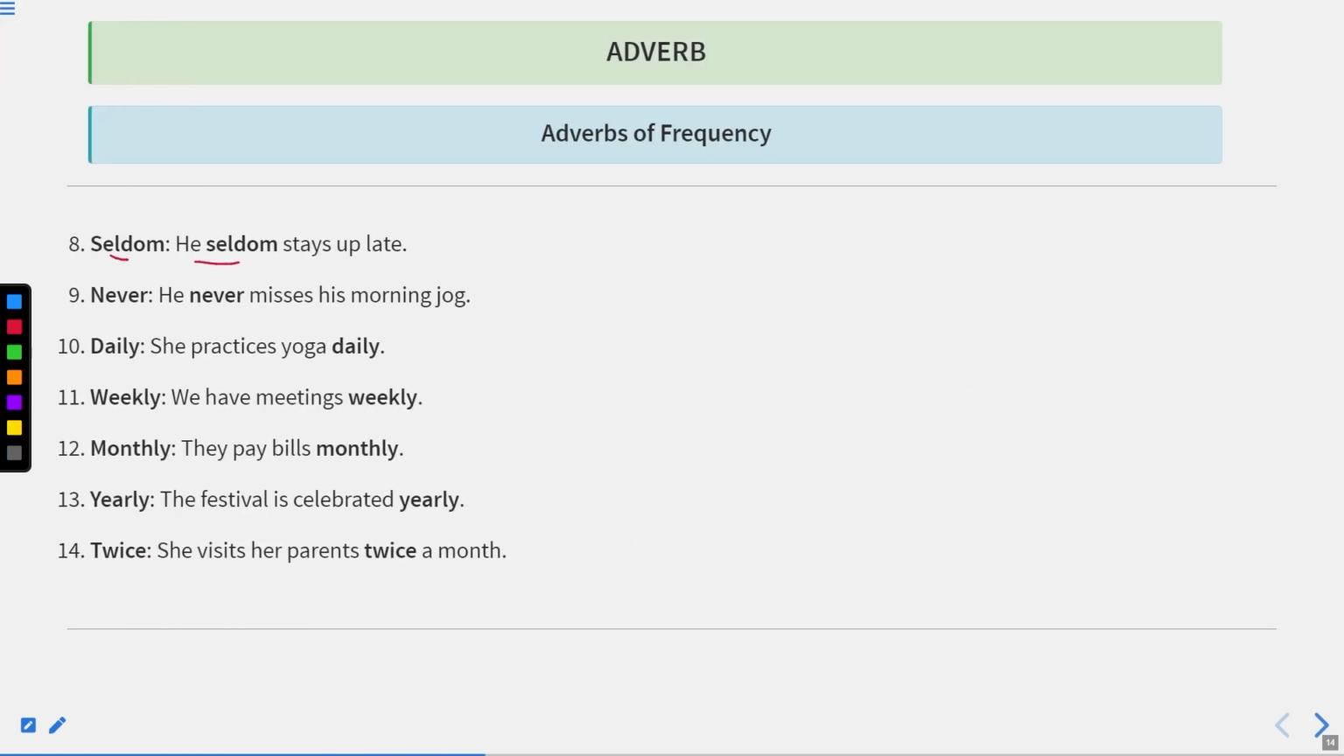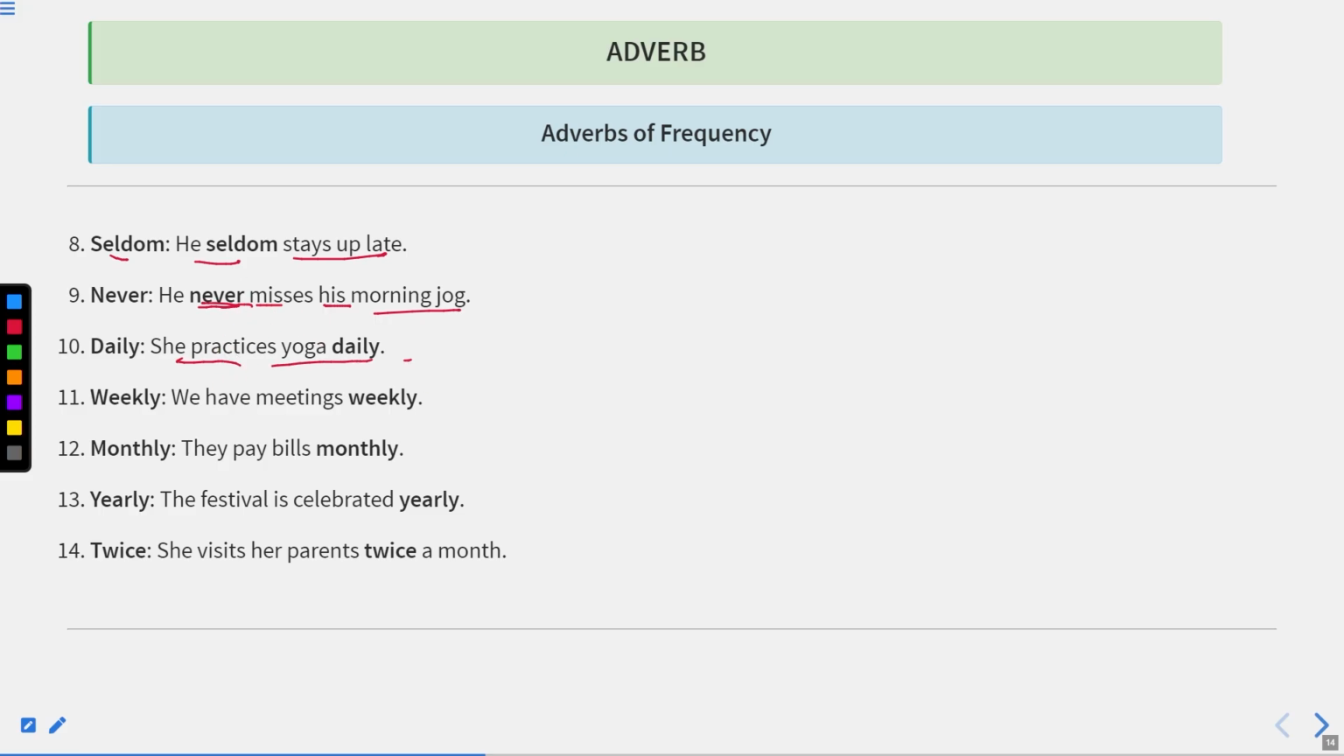Then seldom, he seldom stays up late. Seldom is a negative word which means equivalent to zero. Rarely, barely, seldom, these are negative words. So if I say he seldom stays up late, it means he never stays up late. Okay. He never misses his morning jog. Okay. So never is a frequency.